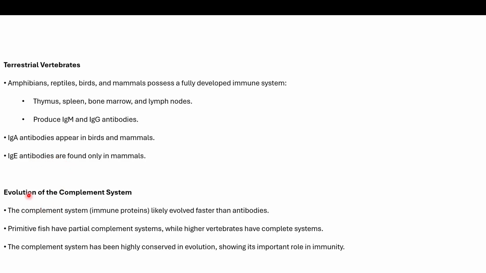Now, if we talk about the evolution of the complement system, the complement system or the immune proteins likely evolved faster than antibodies. The primitive fishes have been found to have partial complement systems, while higher vertebrates have complete systems. The complement system has been highly conserved in evolution, showing its important role in immunity.